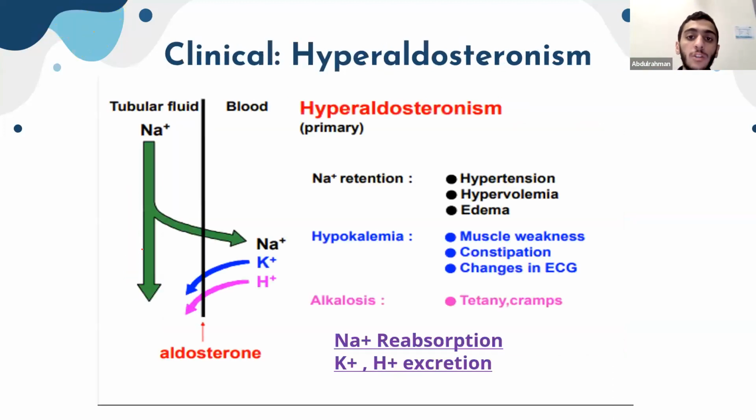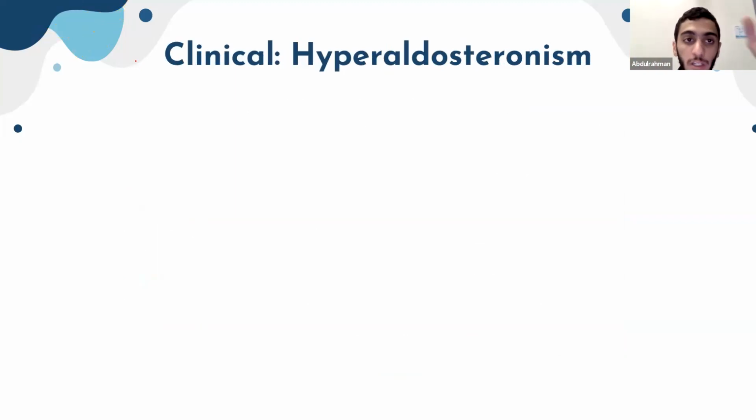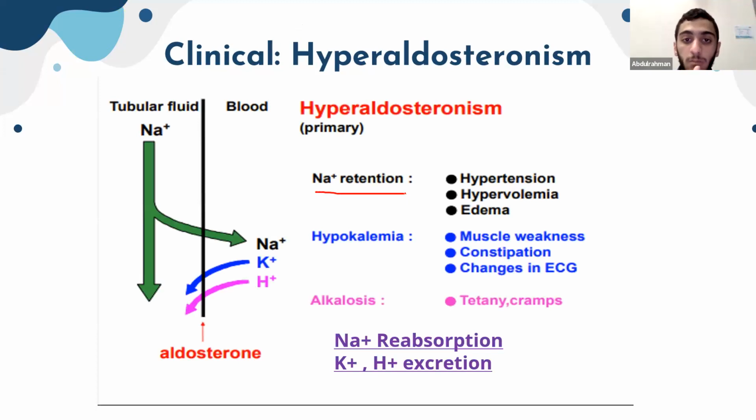Hyperaldosteronism. Okay, I'm going to leave it here for a second. What do you guys think is going to happen when you have too much aldosterone? If we have too much aldosterone, first of all, we said there is going to be more sodium retention and more potassium excretion, so low potassium. Yes, correct. And low H+. So that's exactly what's going to happen. If there's more sodium in the body, the sodium moves the water. Now there is too much volume, too much water, edema, and hypertension.